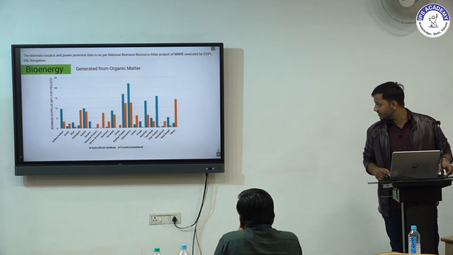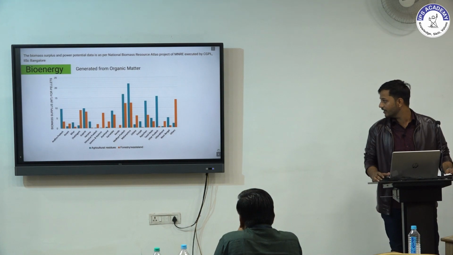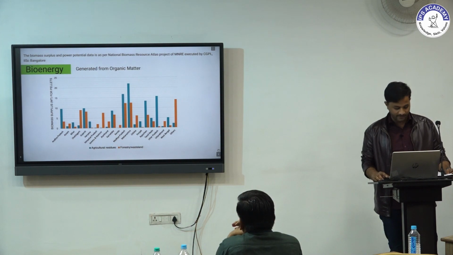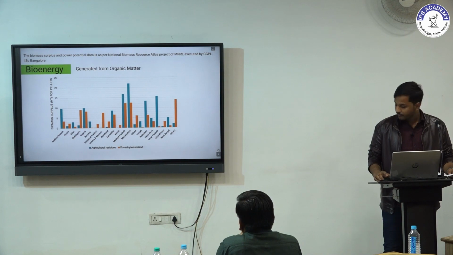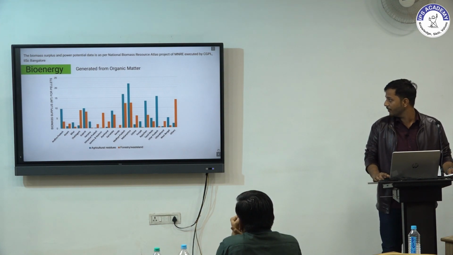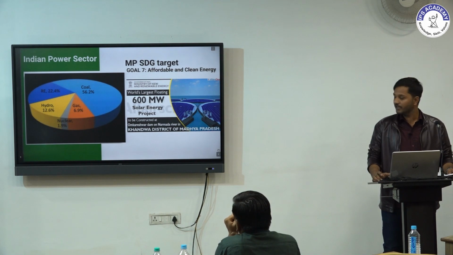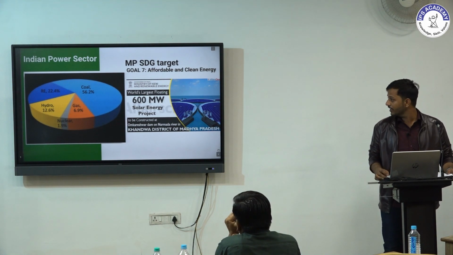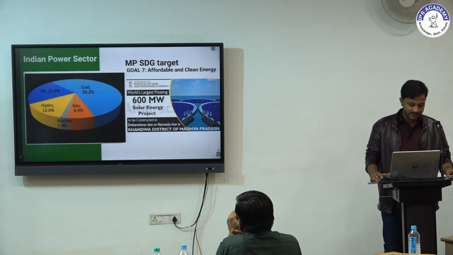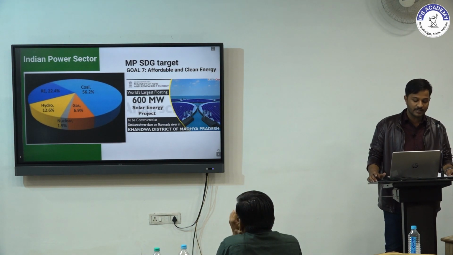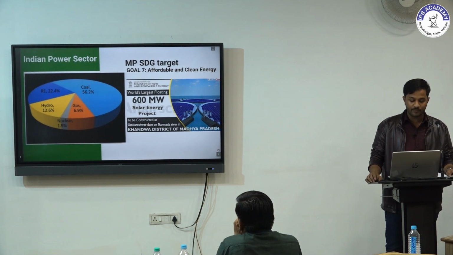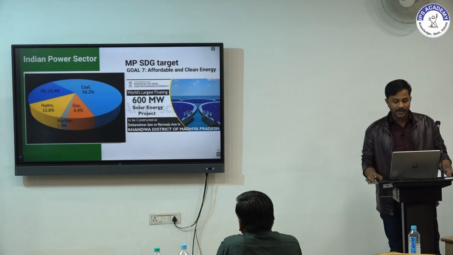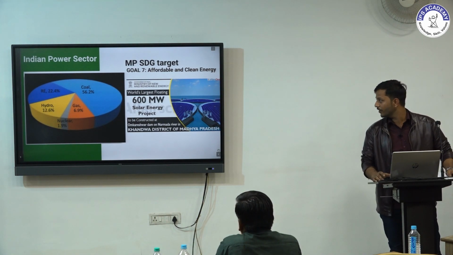We are at the second position in agriculture residue, and share the first position in forestry wasteland. So Madhya Pradesh has very good potential to work on renewable energy. As per the Indian power sector, the renewable energy we are utilizing is 22.4%. In hydro, we have 12.6%. In nuclear, very less, 1.9%. And gas-based, we have 6.9%. But we are very much dependent on coal, which is 56.2%.